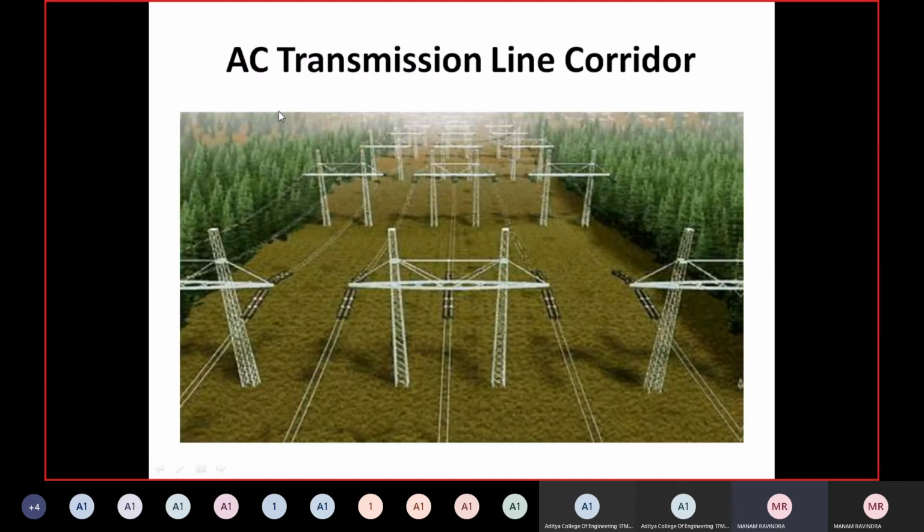See here, the AC transmission line corridor. You can see more number of transmission lines here. Due to this more number of transmission lines, there will certainly be corona effect. Here the corona effect is high in case of the AC transmission line, as we have more number of transmission lines gathered in a group. Corona effect is also high here.